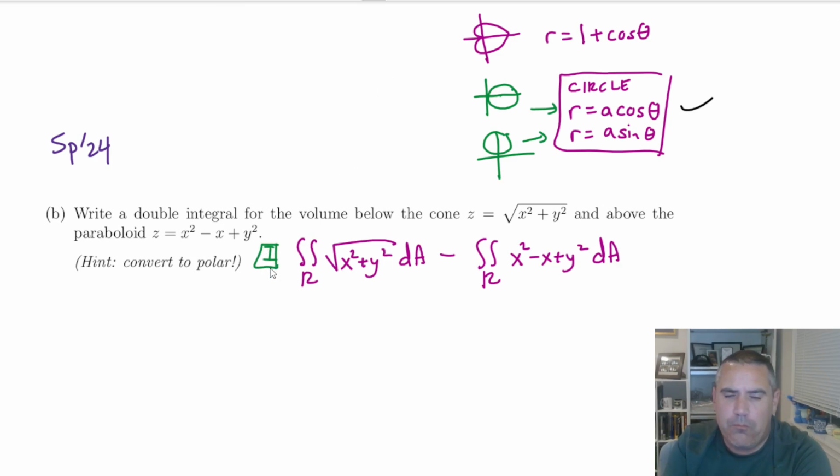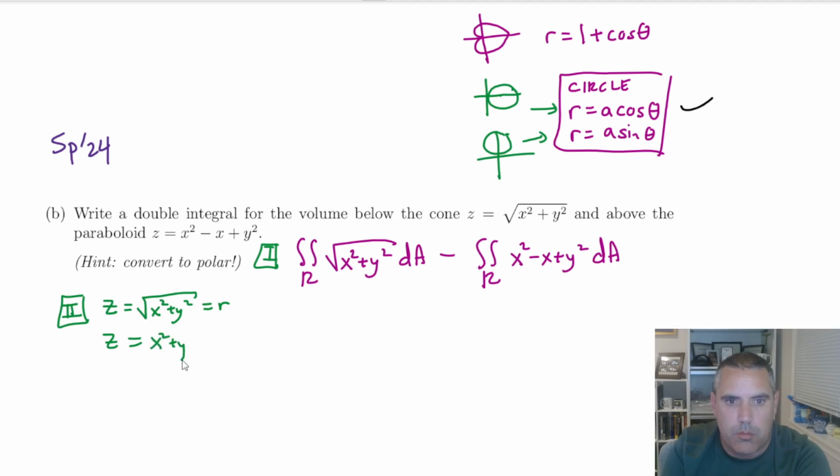Okay, there's a hint to convert to polar. Based off of that hint, I feel like I want to convert right away. X squared plus y squared is r squared, so the cone is z equals r. And z is x squared plus y squared, so there's an r squared. Let me write that in 2 steps so you know what I'm doing. X squared plus y squared minus x, which is r squared minus r cosine of theta.